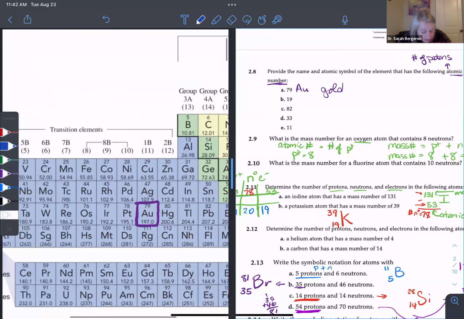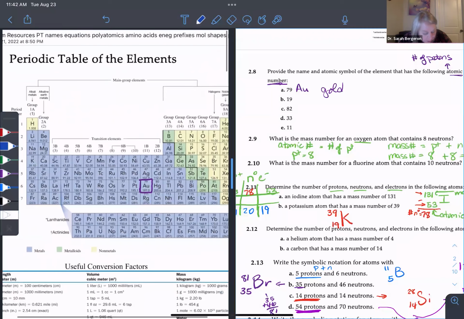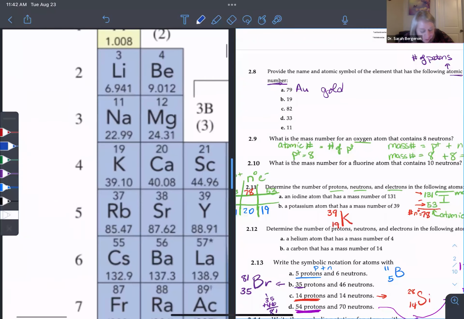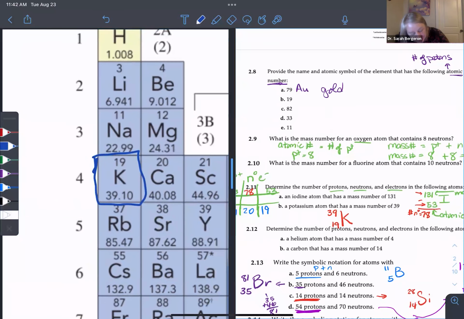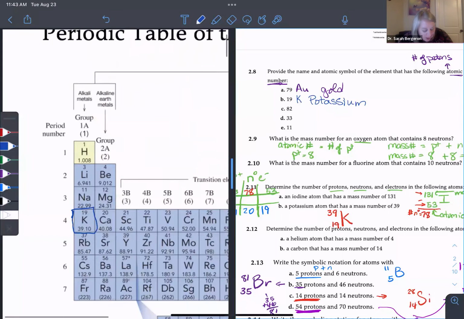Okay, let's do the next one. 19. Okay, so kind of zoom out and I want you to go look for 19. So here's 19. 19 is K. So we're just going to put K, and K is another one of those Latin ones. It is potassium. Potassium.